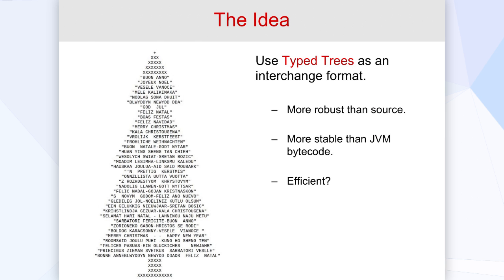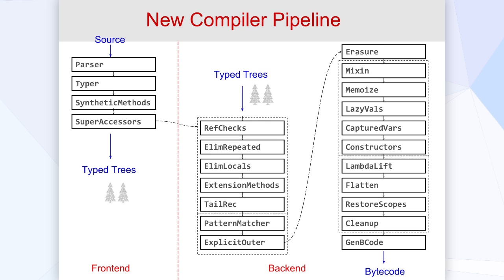Christmas is past, so I still thought this was nice as a type tree. So to use a type tree as an interchange format. Type trees are much more robust than source, I'm going to argue, and much more stable than JVM bytecode. And the question is, will they be efficient? So I'm going to talk about that. So in the new compiler pipeline, it would look something like this. So there would be the front end, which has the parser, the typer, and then some phases that essentially do some sort of normalization on the tree.